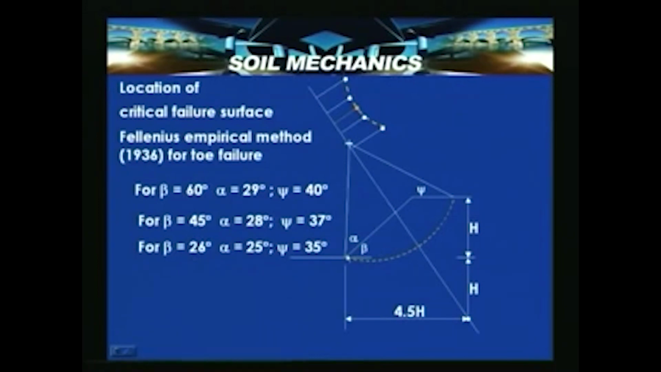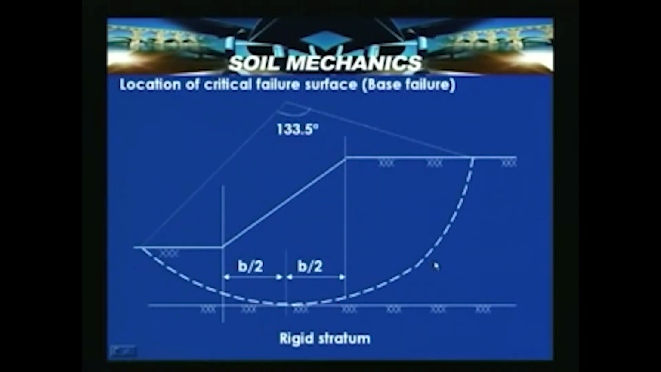That is the almost flat slope, one vertical, two horizontal. That is alpha is equal to 25 and psi is equal to 35 degrees. So, this is one of the methods. For example, if this is a base failure, like the location of the critical failure surface for the base failure, where a circle passes through the entire foundation soil as well as the fill material. In this case, this can occur because this failure surface cannot penetrate through the rigid stratum, so it will be tangential to this.